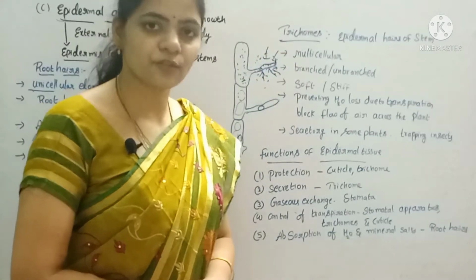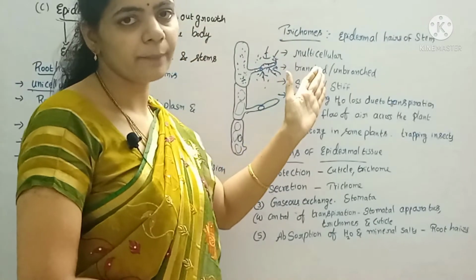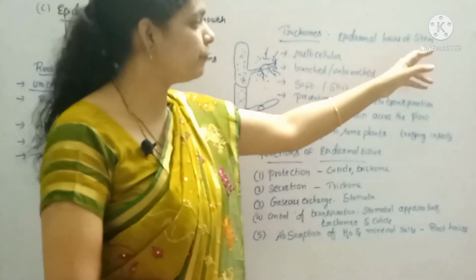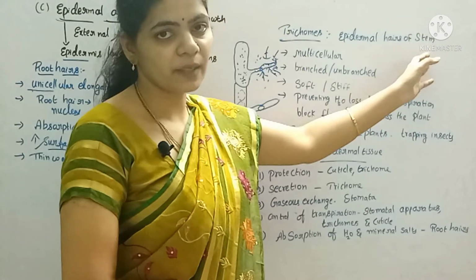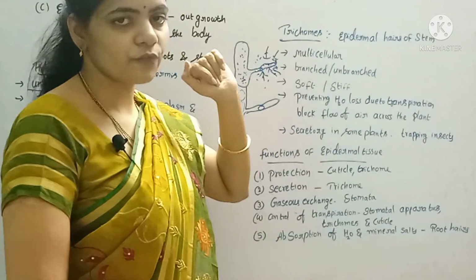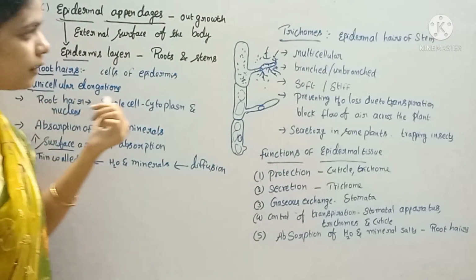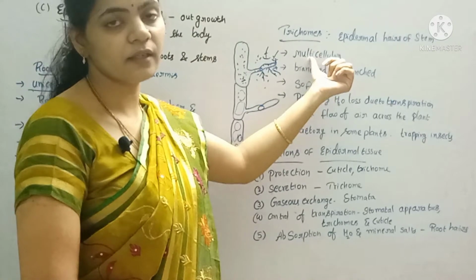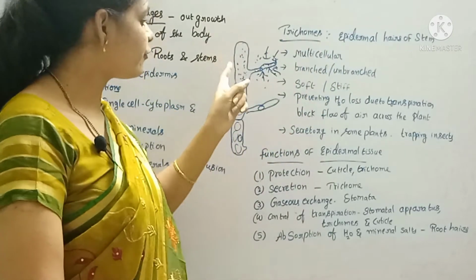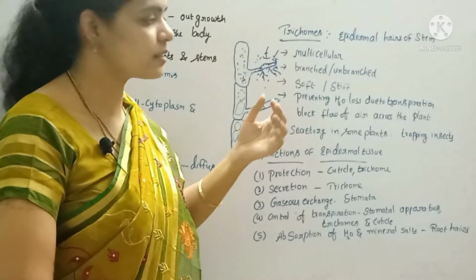The next one is the trichome. Trichomes are also epidermal appendages, but they develop from the stem. The stem hairs or stem epidermal appendages are called trichomes. Here, root hairs are unicellular, whereas stem hairs or trichomes are multicellular. That means they are not developed from a single cell like the root hair. They develop from many cells.